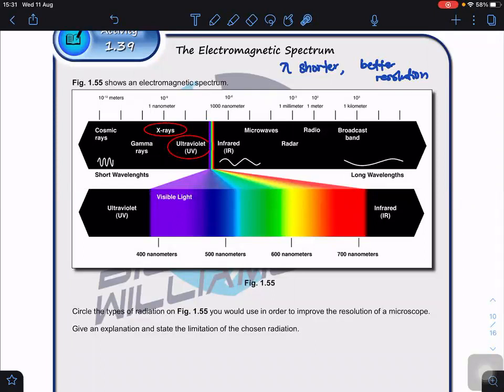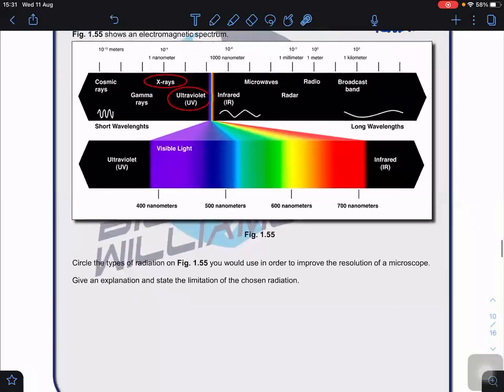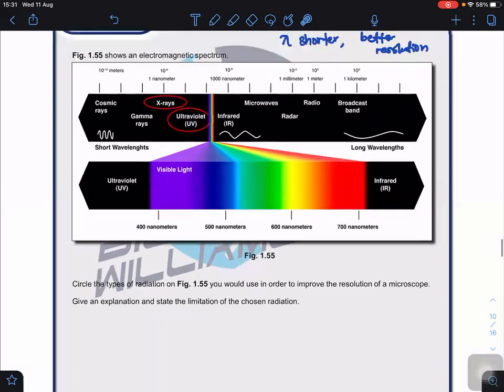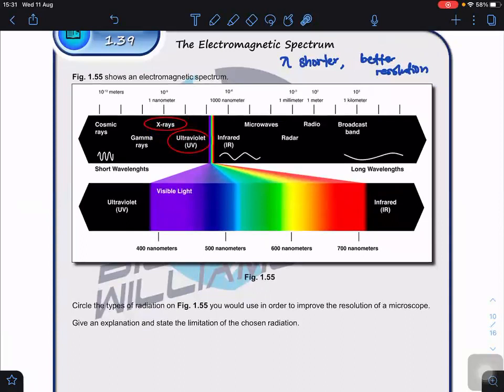In fact, scientists developed the microscope using X-ray and also UV. So why do we choose UV and X-ray? Because they have a shorter wavelength compared to visible light. Can you see that? Shorter wavelength. So when you have a shorter wavelength, it means your microscope will have better resolution.